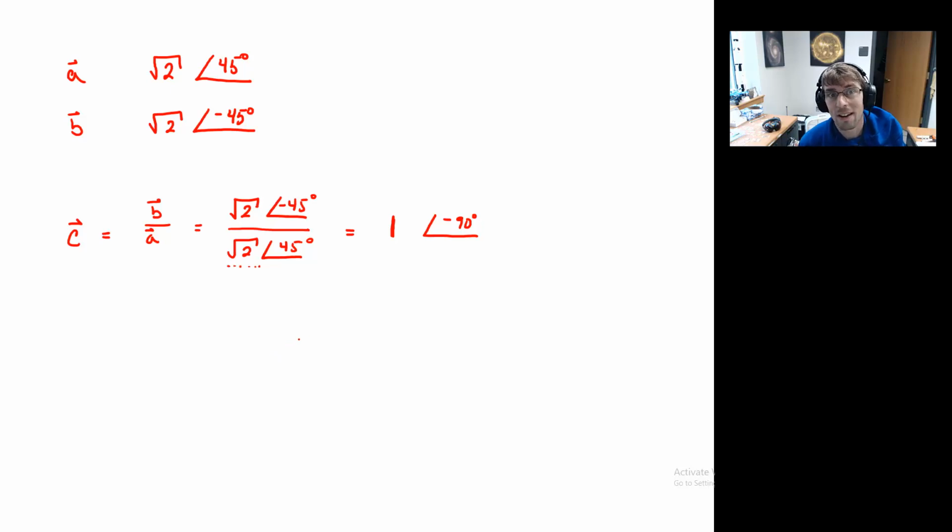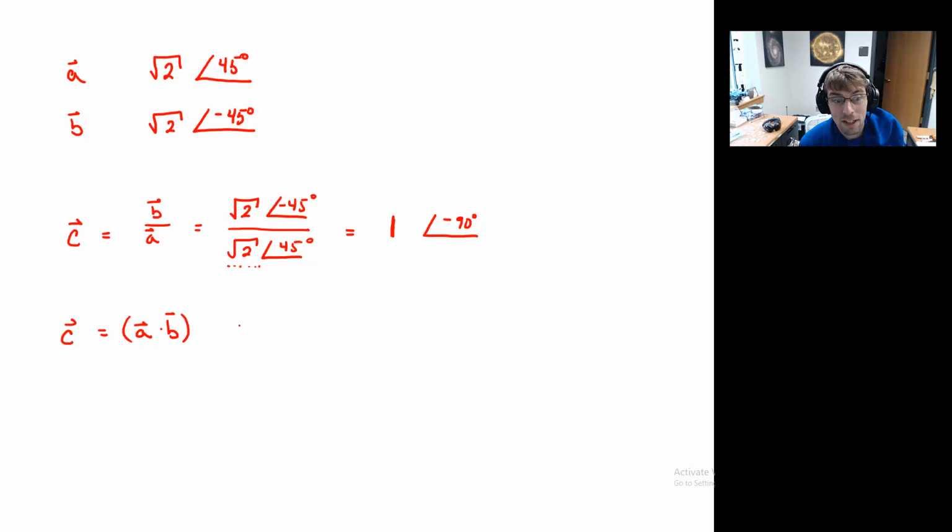Of course, we did that for division. You could also do it for something like multiplication. Phasor A times phasor B. What do you think the result's going to be here?